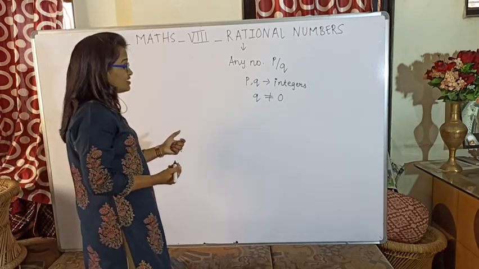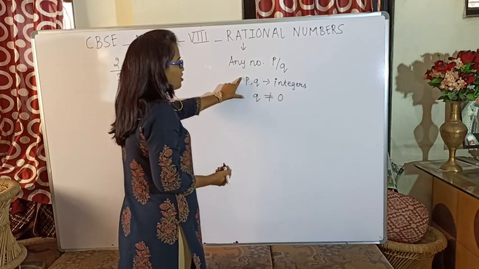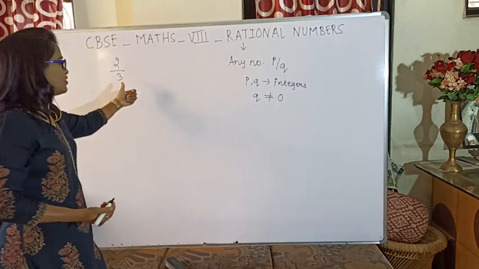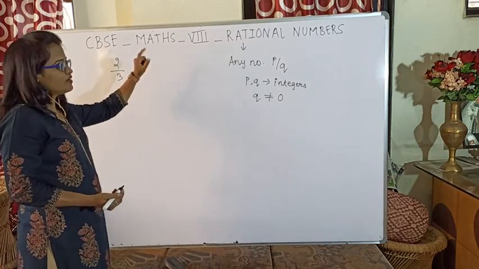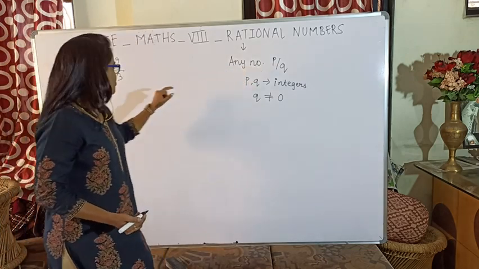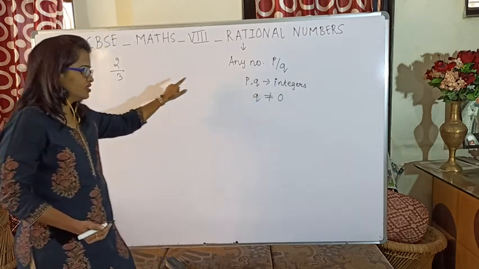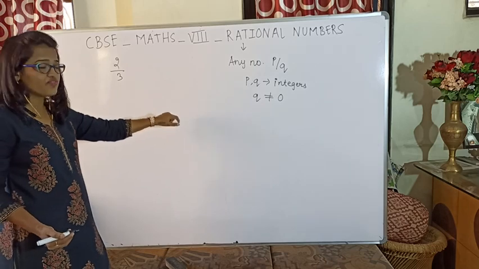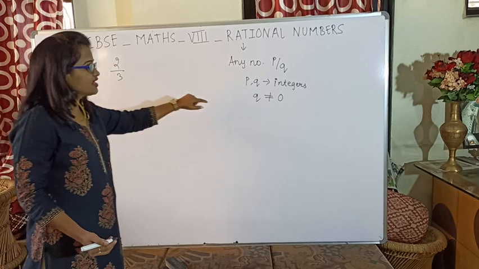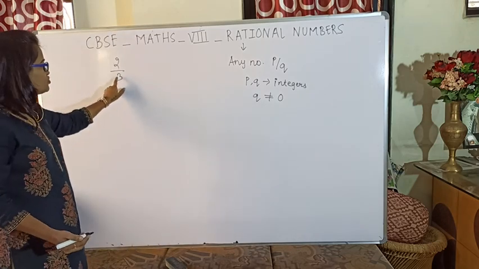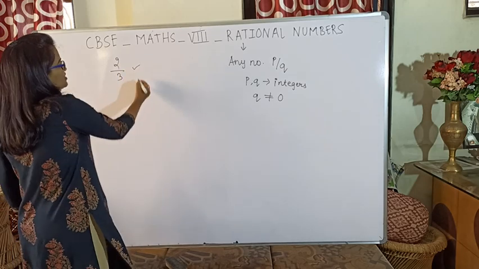Okay, so now let us try to understand what this condition means. Coming back to our example, 2 by 3. Now, is this a rational number? Let us go by the definition. It is in the form of p by q. Yes. The first condition says both p and q have to be integers. Now, as just now we have seen the set of integers, is 2 an integer? Yes. Is 3 an integer? Yes. The second condition, q should not be equal to 0. Yes, the denominator is not equal to 0. So definitely this is a rational number.